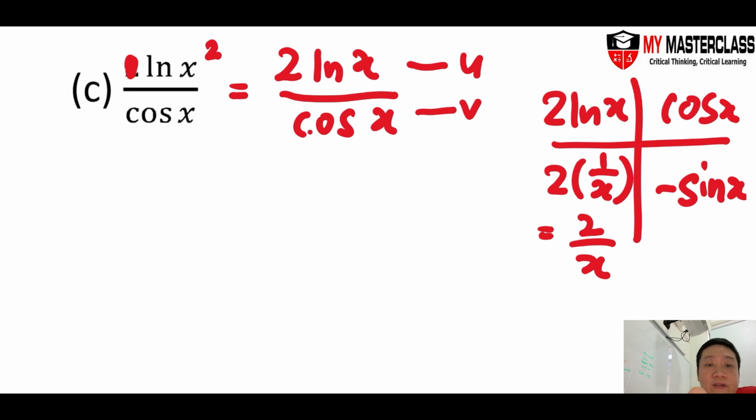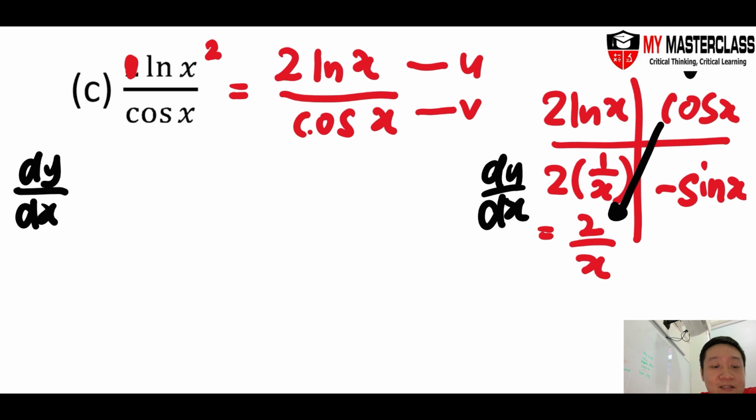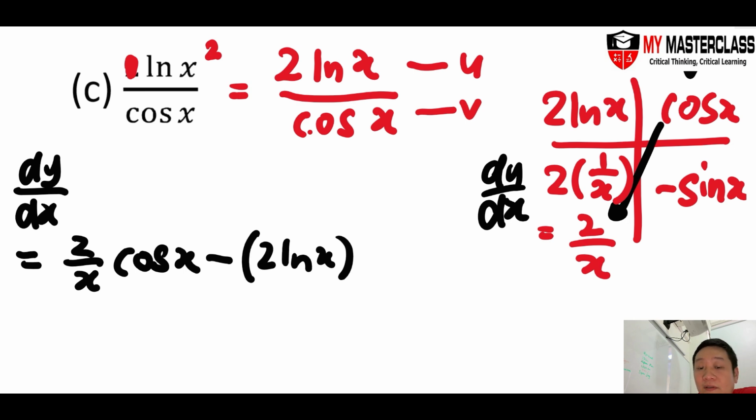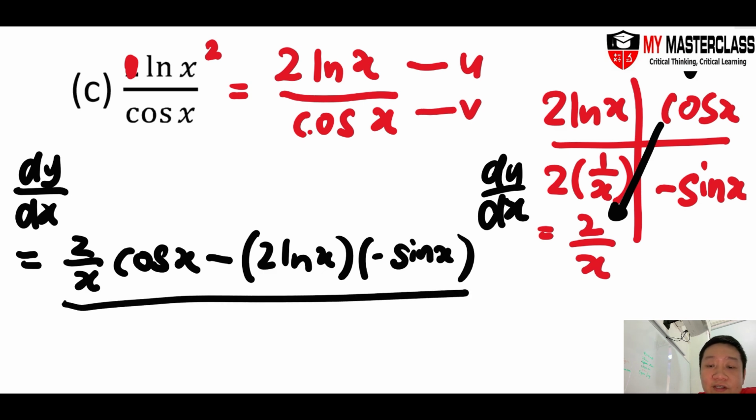Now, the tricky part for quotient rule is when you cross, you have to cross this way first, because this is v, this is du/dx. You need to do v du/dx first. So my dy/dx is equal to 2 over x multiplied by cosine x minus the other side, 2 ln x multiplied by negative sine x. Don't forget to put it over v squared, cosine squared x. My v is over here.